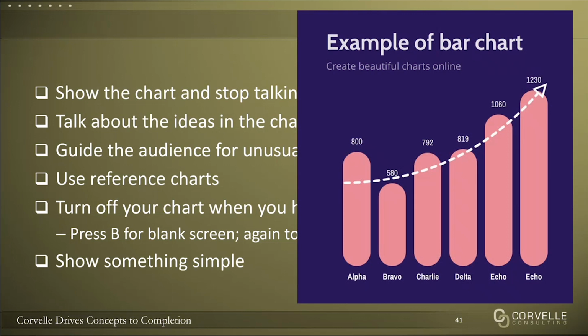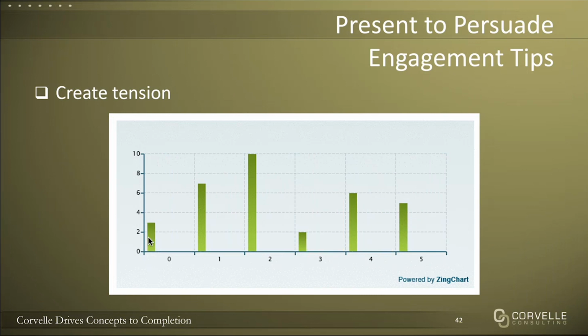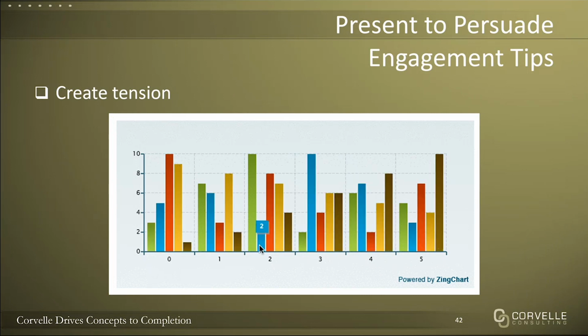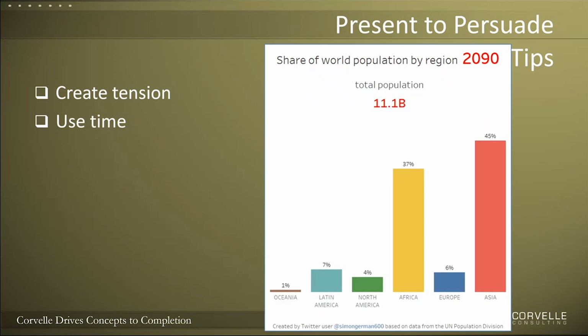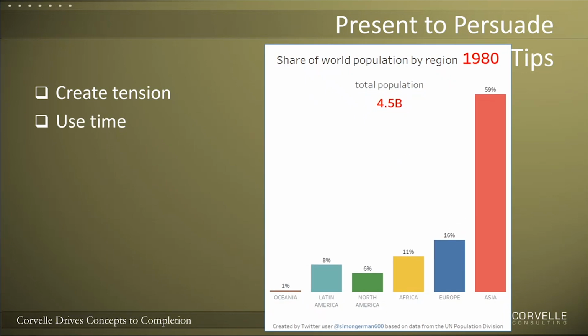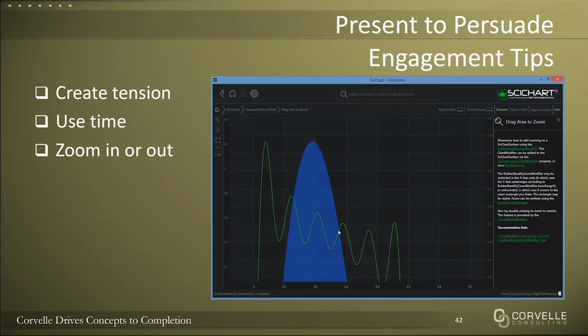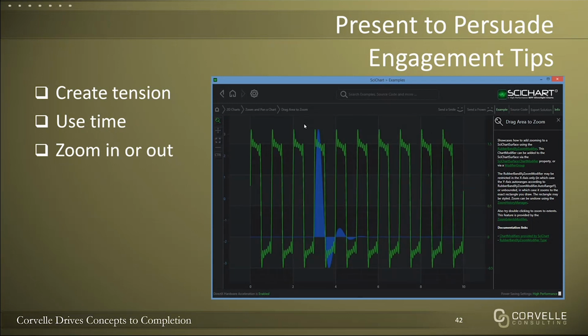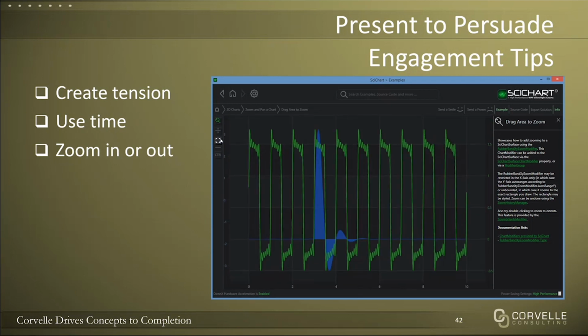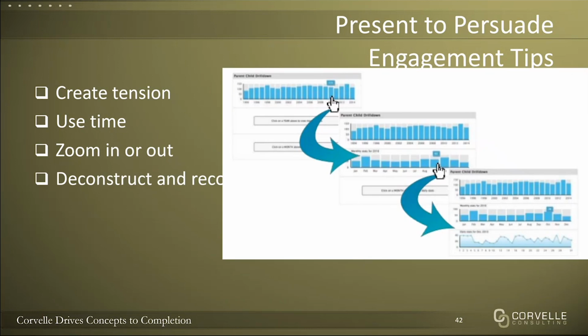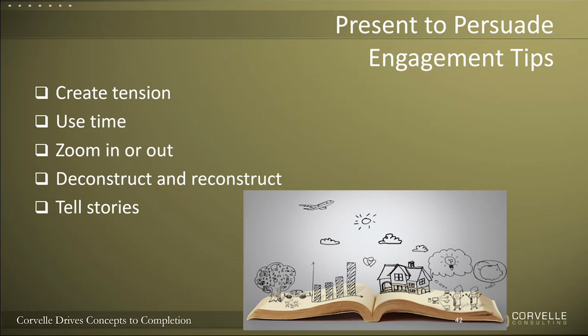Okay, keep it simple. Show something simple like this chart here. Create tension. You can often do that with motion or animation like you see here. Use time as a variable. This shows animation. Excellent vehicle. Zoom in or out in your presentation, in your data. That can really keep the audience's attention and make your point a very powerful one. Drill into the data, drill down, tell stories around the data that help people understand what's going on.